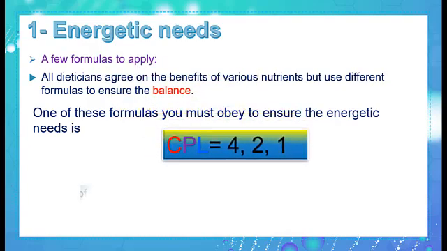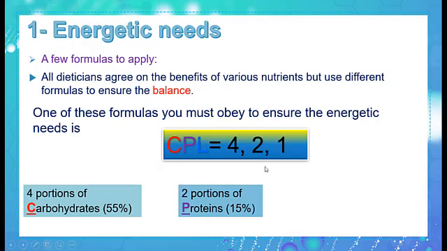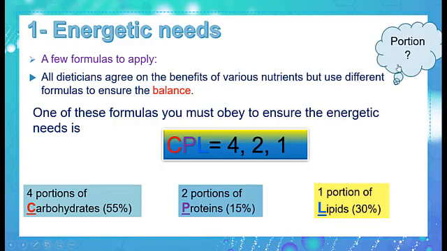C stands for carbohydrates. It means that we need 4 portions of carbohydrates. P stands for protein. It means that we have to take 2 portions of protein. And L stands for lipids. It means that we have to take 1 portion of lipids. What do we mean by portions?